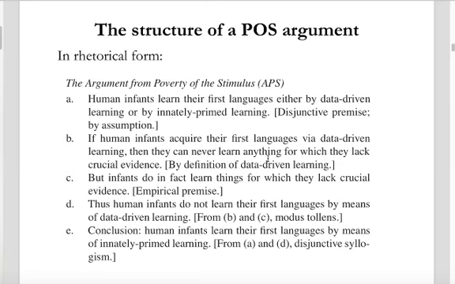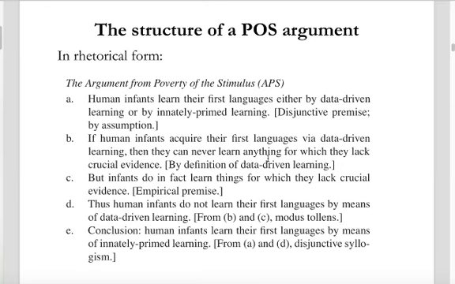Okay, so with that in place, we can say that if human infants acquire their first languages via data-driven learning, and not via innately primed stuff, then it must be the case that they can't learn anything for which they lack crucial evidence, right? That's what data-driven learning is. If you don't have evidence for the structure-dependent generalization in your linguistic input, then you shouldn't be able to learn it if learning is data-driven. The poverty of the stimulus argument then generally relies on the following moves.